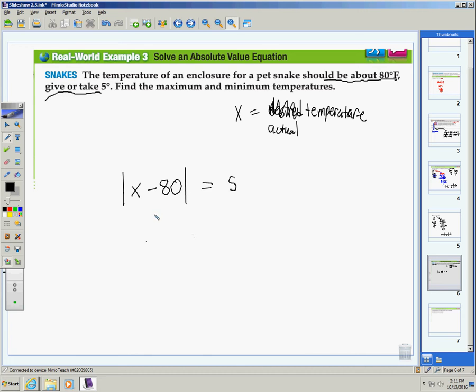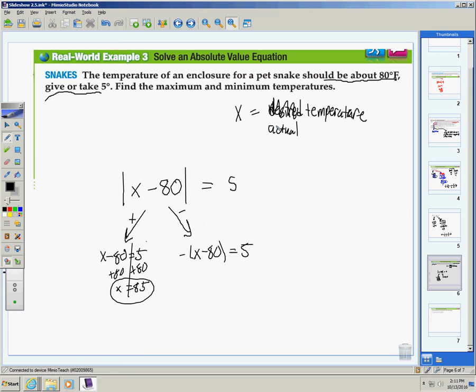And now I've got an absolute value equation, so I need a positive and a negative equation. The positive one, we just drop the bars. And for the negative one, we change the bars into parentheses, put a minus sign in front. So on the left it's pretty easy. We just add 80. And x could be 85, which makes sense. 85 is 5 above 80.